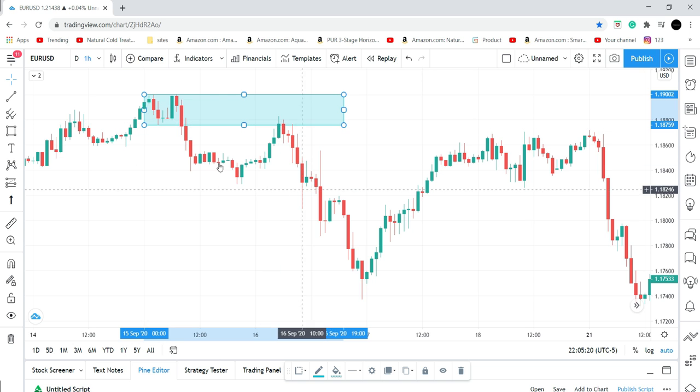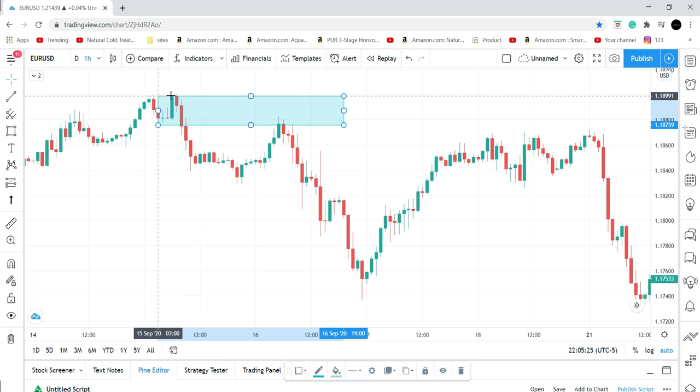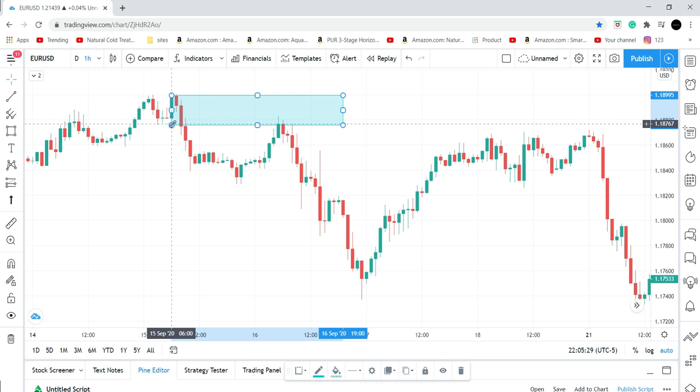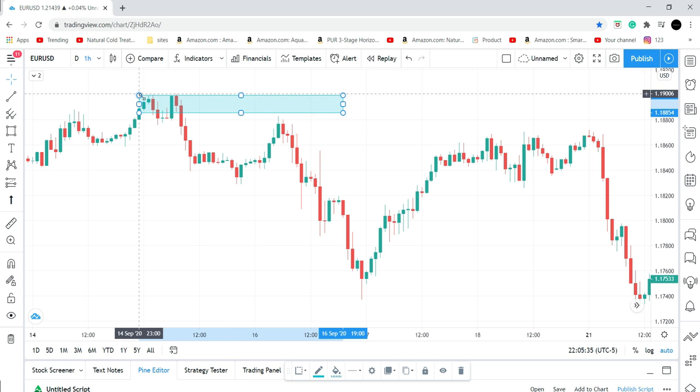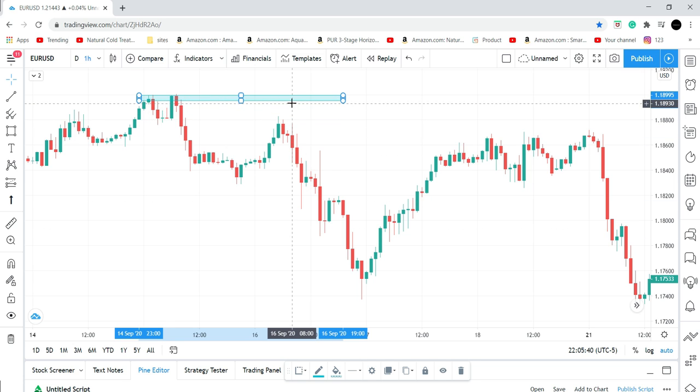Now, another way you can draw supply and demand zones is to start with the candle that started the whole move. This is the candle that started the whole move. You can use that as a zone, or you can use the wick. Some people use the wick, which is around here. Some people say, you know what, I just want to use the wick.